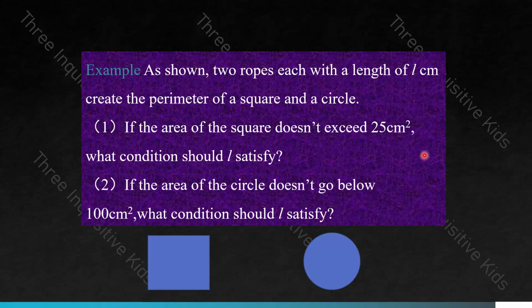As shown, two ropes each with a length of L centimeters create the perimeter of a square and a circle. 1. If the area of the square does not exceed 25 centimeters squared, what conditions should L satisfy? And 2. If the area of the circle doesn't go below 100 centimeters squared, what conditions should L satisfy? Pause the video and answer these questions on your own.